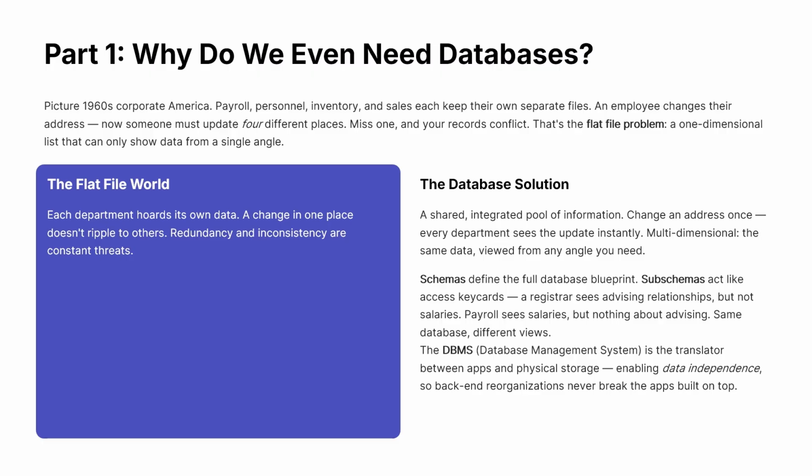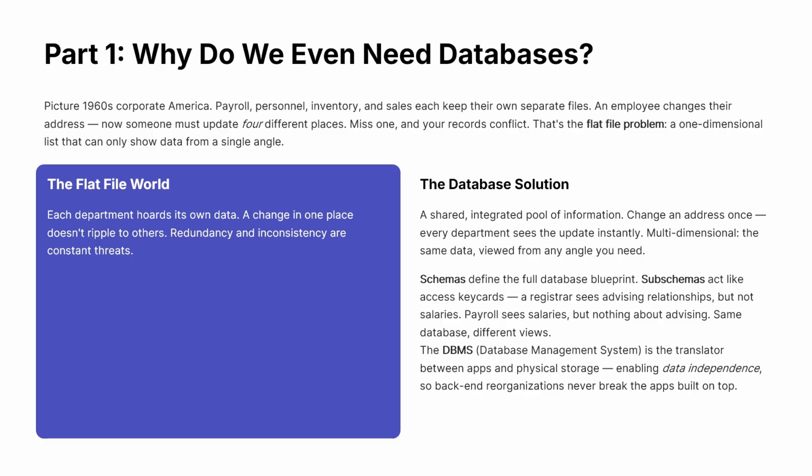So, a university registrar might be able to see which professor advises which student, but not that professor's salary or employment history. Meanwhile, the payroll department sees the salary info, but has zero idea about advising relationships. Same database, different views. That's the power of subschemas.